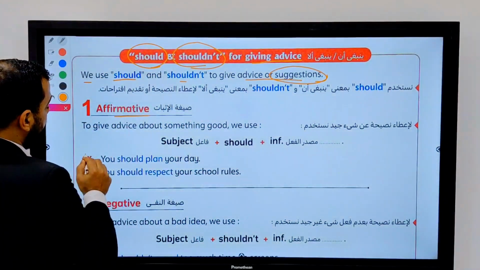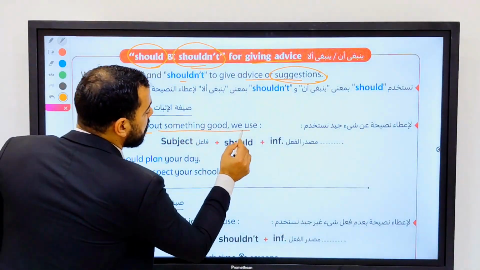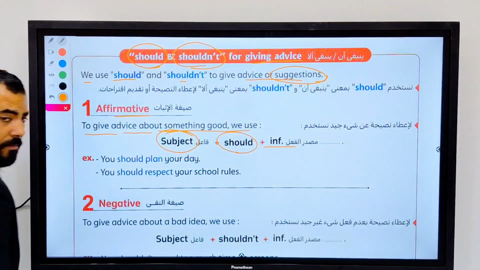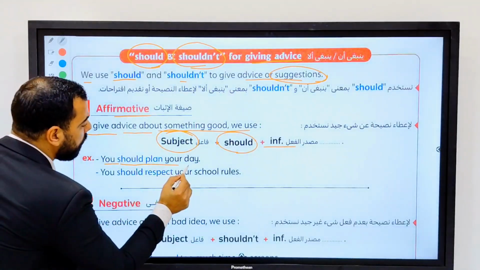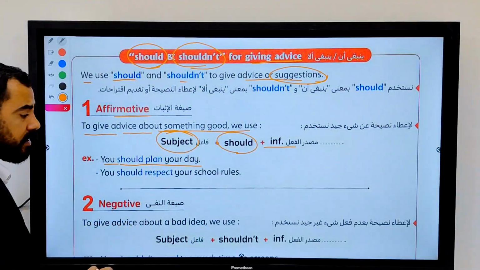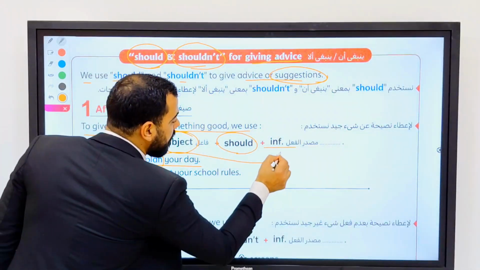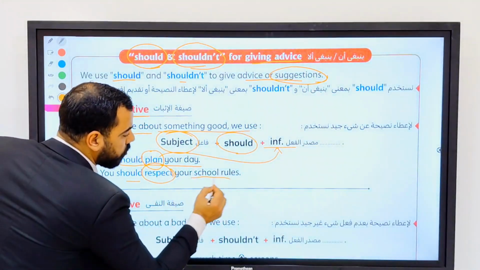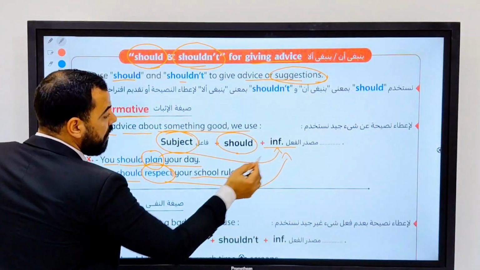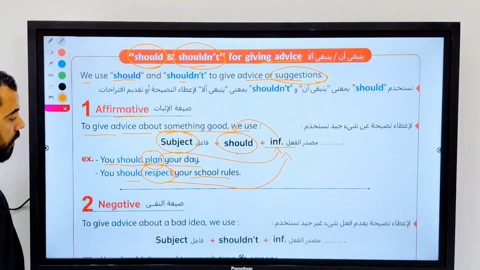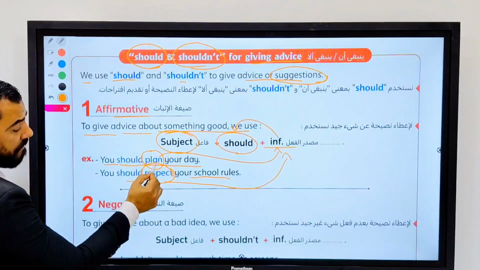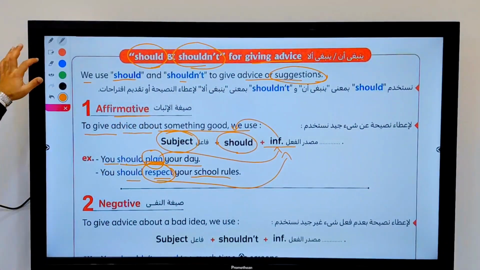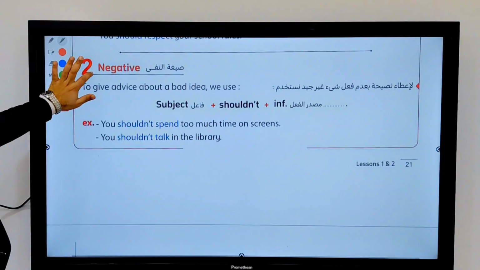So, affirmative. To give advice about something good, we use subject plus should plus infinitive. So: you should plan your day. It's advice, and plan here must be in the infinitive. You should respect your school rules. Respect is the infinitive because it's after should. So after should we use the infinitive, like plan and respect. This is the affirmative. Let's move to the negative.